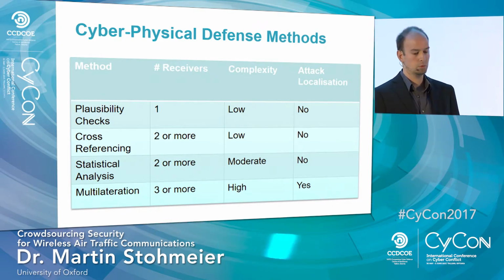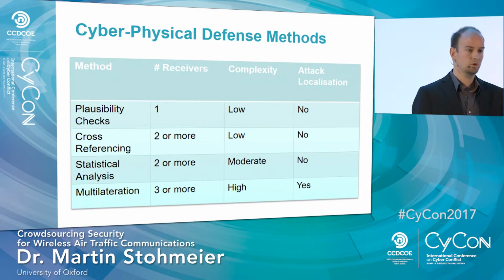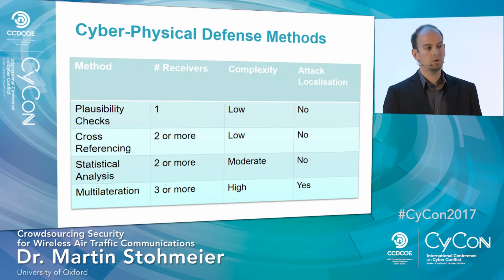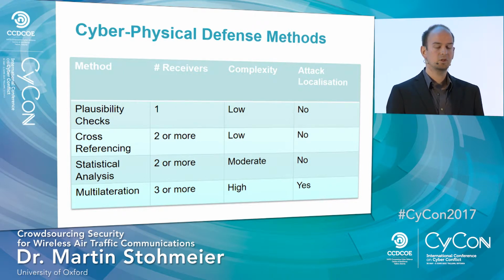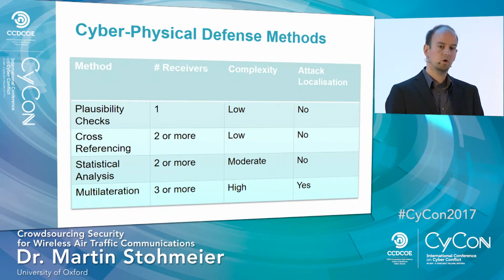So this table shows 4 different approaches we looked at for this paper. First of all are simple plausibility checks, which you can do with a single receiver, very low complexity. Basically, you check whether whatever you get from the aircraft even makes sense. If it's outside of the receiver's physical range, then clearly something is up. Similarly, the second approach, cross-referencing. If you have a number of overlapping sensors, you can cross-reference their information, and if they should have received the same data but are reporting different data, then we have to decide what's going on here.